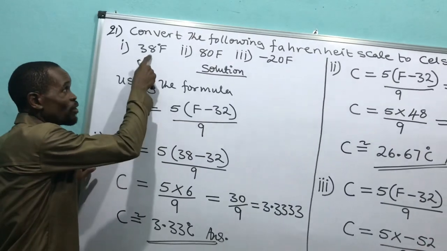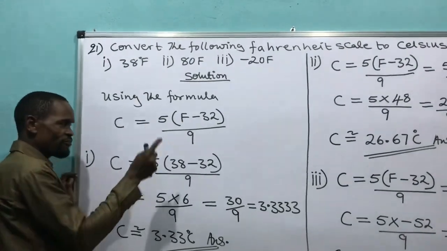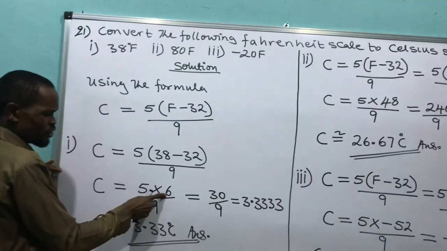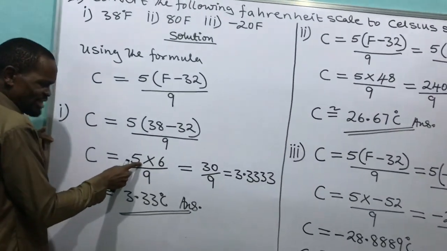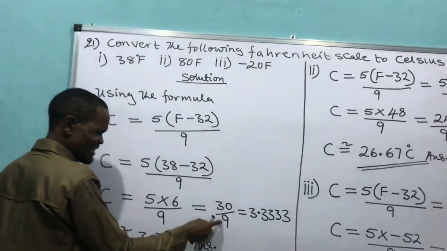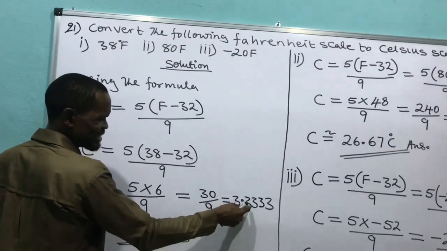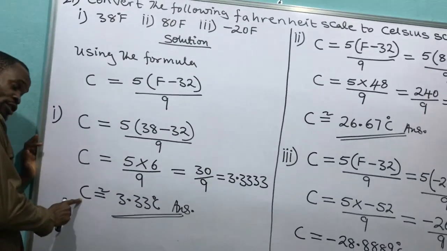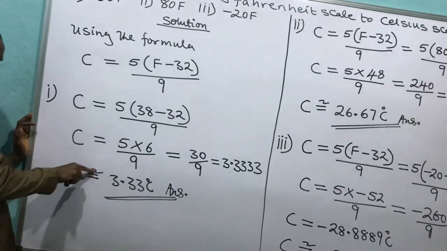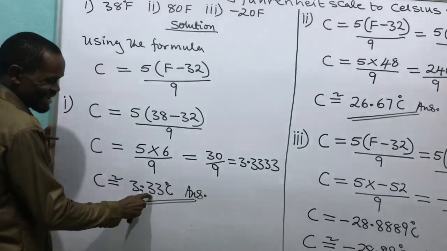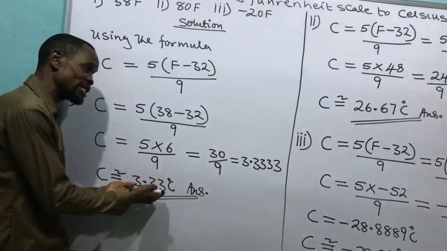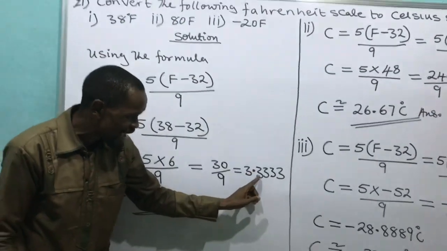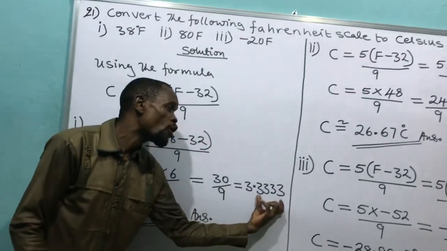This F now represents 38. I will replace the F in the formula with 38. It becomes 38 minus 32, which gives me 6. 6 times 5, now listen here, gives me 30, and 30 divided by 9 gives me 3.3333. Then I will say the degree centigrade is approximately 3.33 degrees. This sign means approximately. I leave it in 2 decimal places, whereas this one is in 4 decimal places. Look at it: after the decimal point I have 1, 2, 3, 4, meaning 4 decimal places.